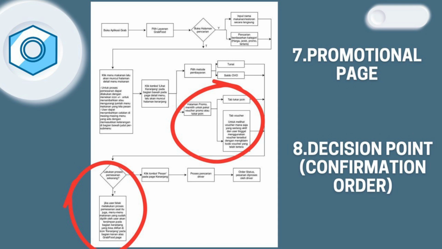However, if the user chooses not to confirm the order, the selected food items remain safe in the shopping cart. The user can reopen the GrabFood app later, review the items, and proceed to order whenever ready. This decision step ensures that the system only activates the order and payment process when the user explicitly confirms, maintaining efficiency and avoiding unnecessary order cancellation.